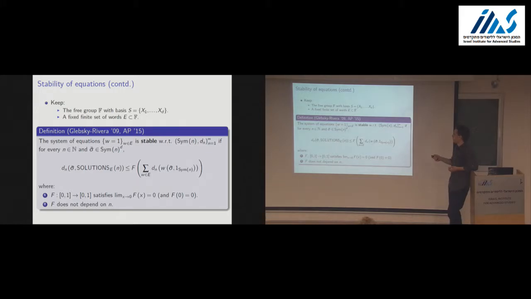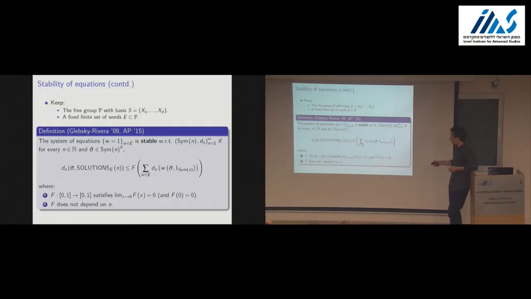Right, and now I can make the general definition that the system of equations W equals 1 for each of these finite sets of words W is stable with respect to the symmetric groups with the normalized Hamming distance if for every n, which is the size of the permutations, and a tuple of permutations of size n, d of them, which is the number of variables in the system of equations, I have the same type of inequality. This is a measure of the distance from satisfying those equations, right?